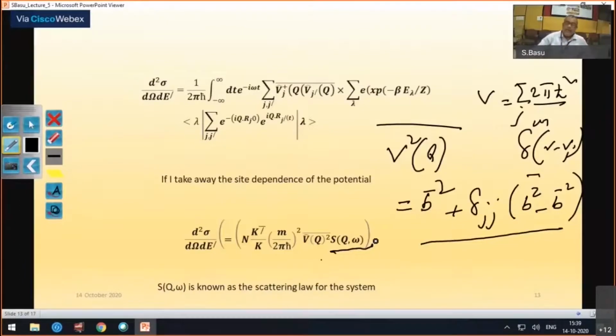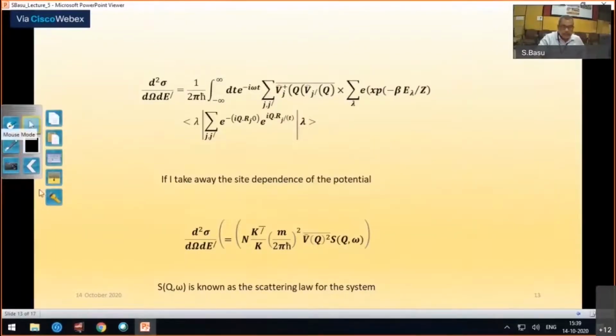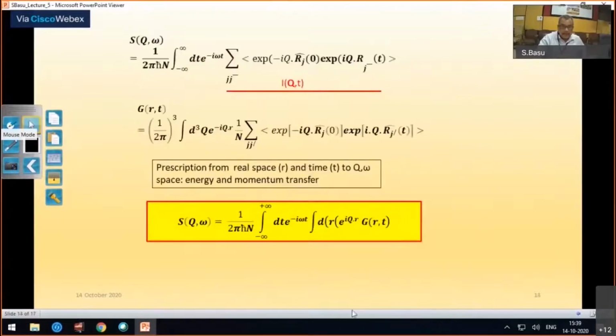This S of q omega, if I take out time, then it will be only S of q, and I'll go back to d sigma by d omega. But now I have introduced time, I have introduced frequency through a Fourier transform. H cross omega is the energy transfer, and when I do that, I have reached here, and this is what I mean. Now your scattering law, which is directly related to the measurement, is nothing but a double Fourier transform over g of r and t.